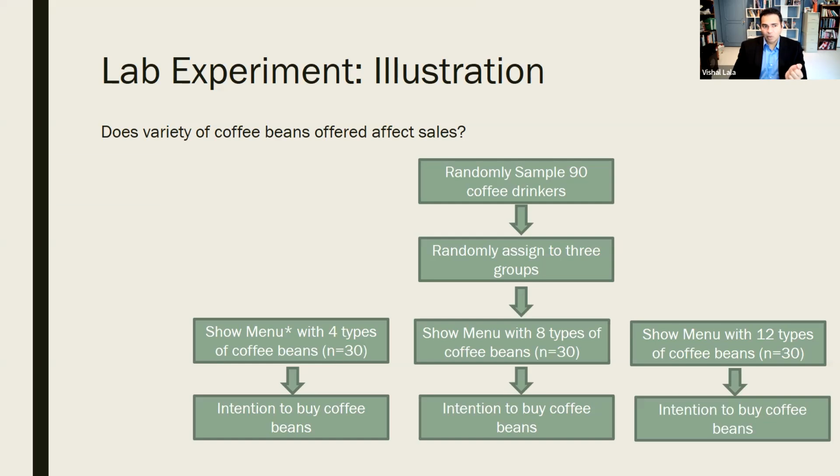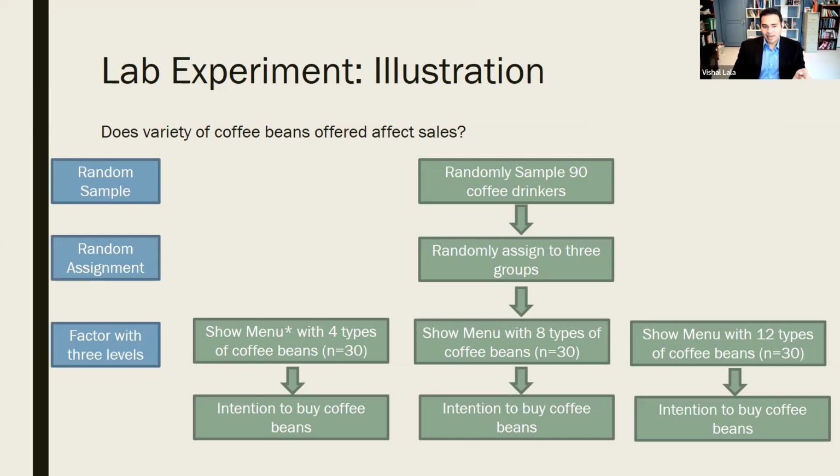To sum up then, what we've done here is we had a random sample of 90 coffee drinkers. We randomly assigned them to one of 3 groups. We manipulated the variable of interest, variety of coffee beans, at 3 levels, 4, 8, and 12. And lastly, we had an outcome variable called intention to buy coffee beans that we're measuring. Now, this is the structure of an experiment.